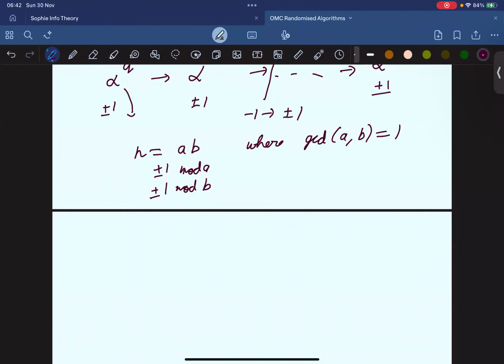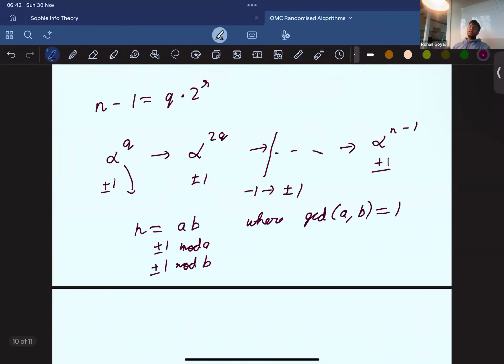What if alpha to the q, alpha to the 2q, and everything are plus or minus 1 mod n, but n is not a prime? So this is unlikely. There are not too many alphas that would succeed in doing this. For any given n, how are you sure that all Carmichael numbers will have a square root of 1 that is not plus or minus 1? That's what I said. Any composite number which is not a power of a prime does have this property.